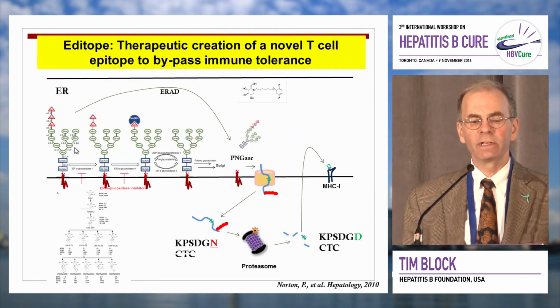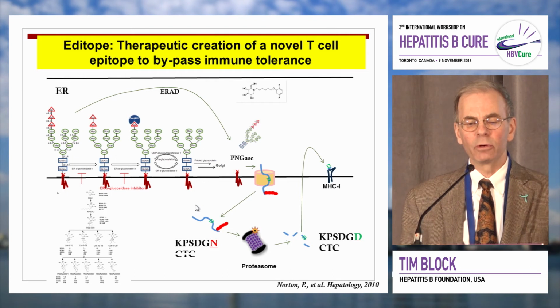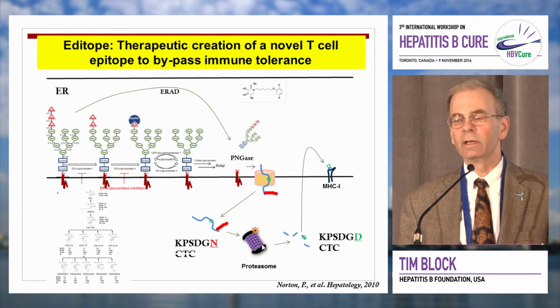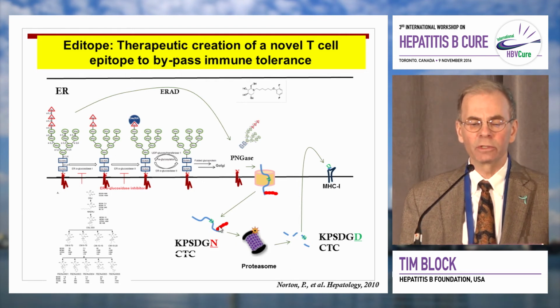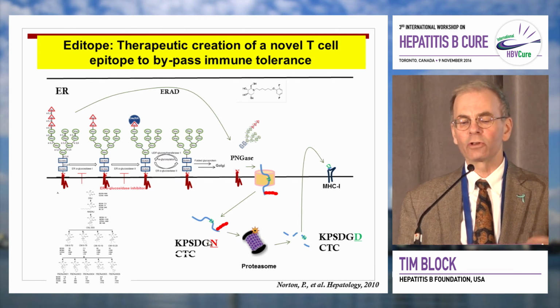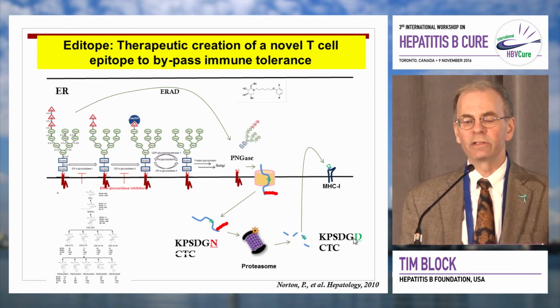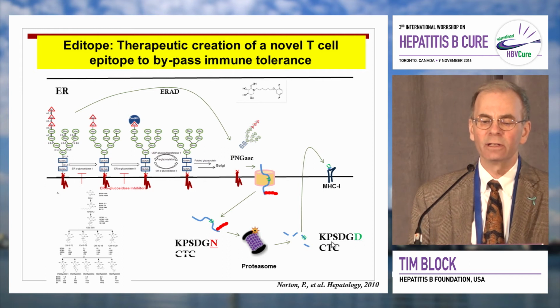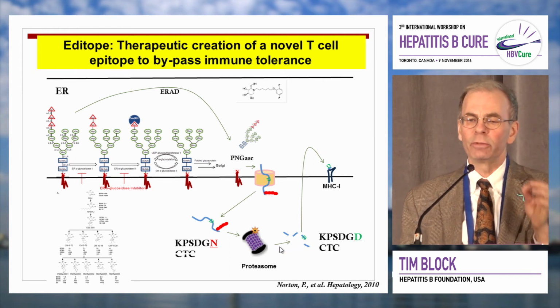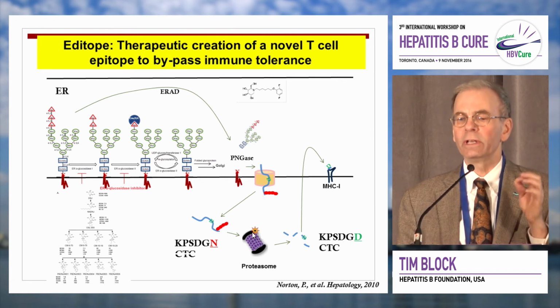But in the presence of these glycan processing inhibitors, the protein is pushed into the proteasomes. Its glycan is hydrolyzed off, and this asparagine is hydrolyzed into an aspartic acid. So you have actually made an editope. You've made an antigen that is not present normally in the infected cells, and in the presence of the drug, it's only in the infected cells.